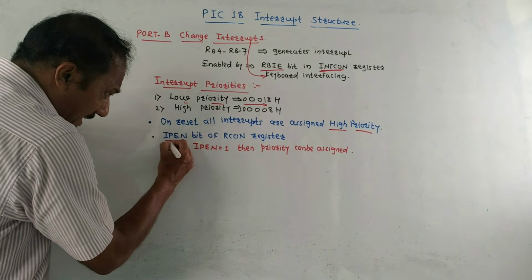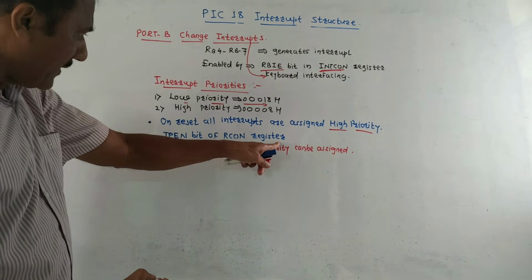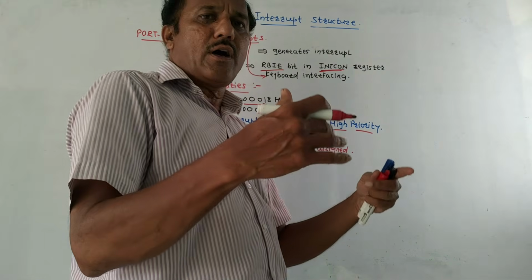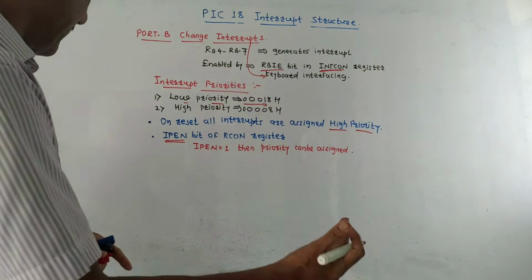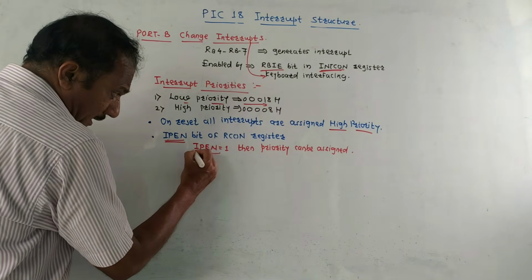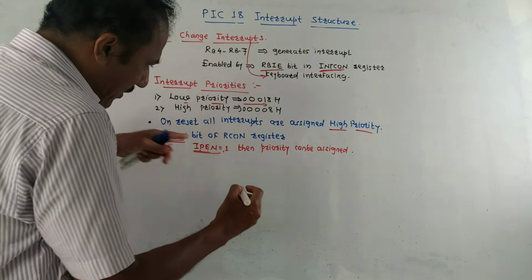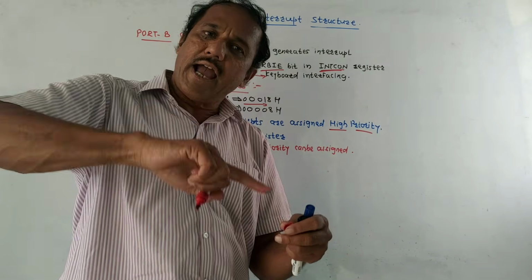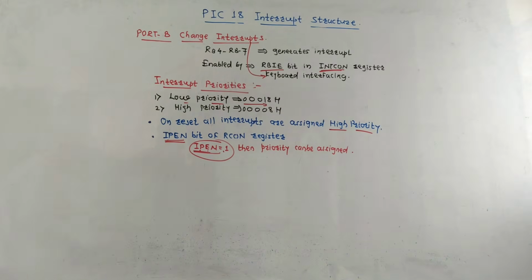So as I mentioned, after resetting all interrupts are assigned a high priority. The IPEN bit, that is the interrupt priority enable bit of the RCON register, is used to decide the priority, or to have the two priorities, either low or high priority. If this interrupt priority enable bit, IPEN, is 1, then only you can assign high and low priority to the corresponding interrupts. So this is about assigning the interrupt priorities.